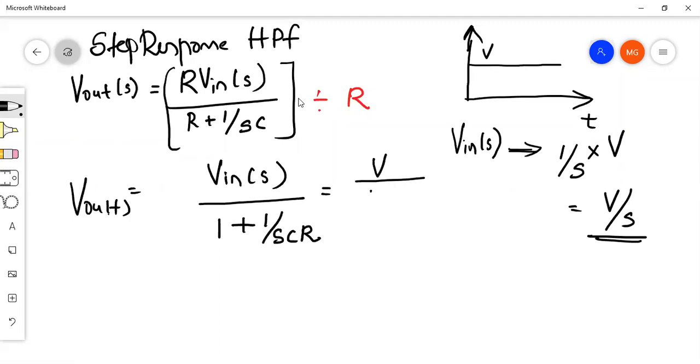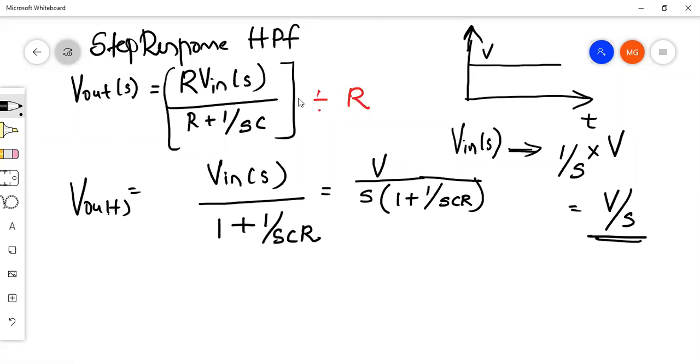V in of S I can replace as V by S. Did you get the logic? We say V in of S: V in is a step input whose Laplace transform is 1 by S, but it has a voltage of V, so we can replace it with V by S. So substituting V in of S, we got that equation.